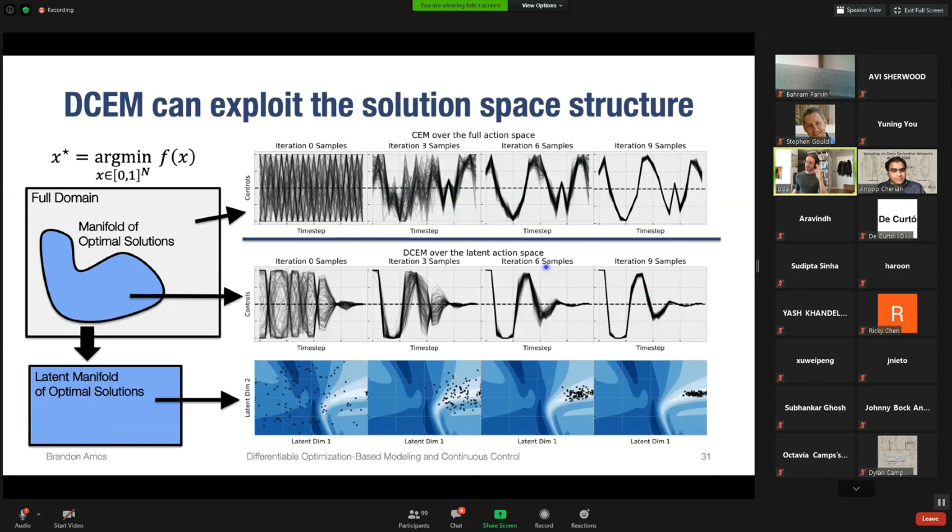There's another interesting idea in the paper of how you can use this to exploit the solution space structure, which is kind of orthogonal to this objective mismatch issue. But I will defer this to any future conversations we may have.